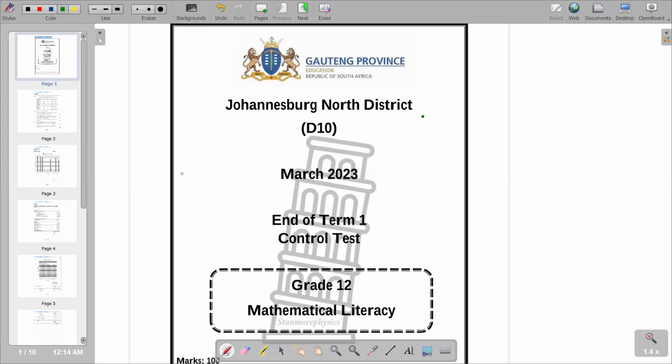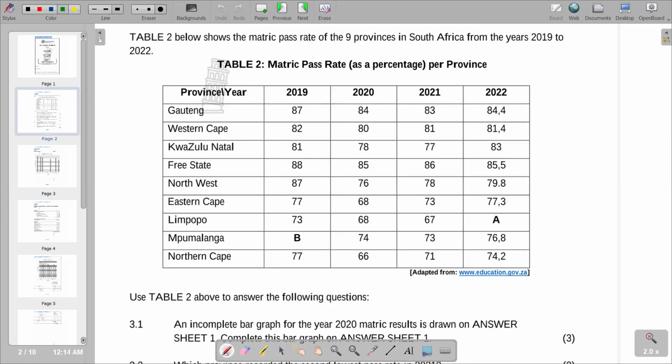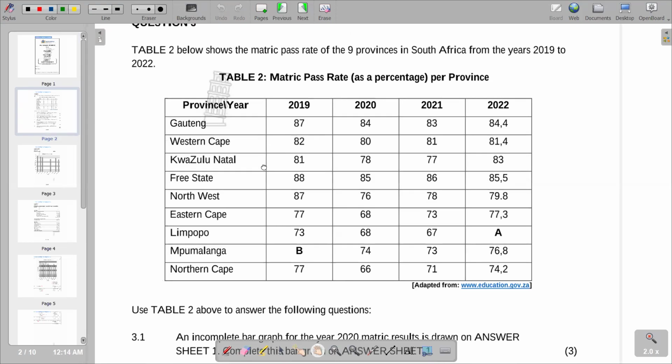In this video, we want to look at a control test that is a test of March 2023. We see the question paper is from the province of Gauteng. So we are going to look at question 3 of that question paper. So this is our question 3.